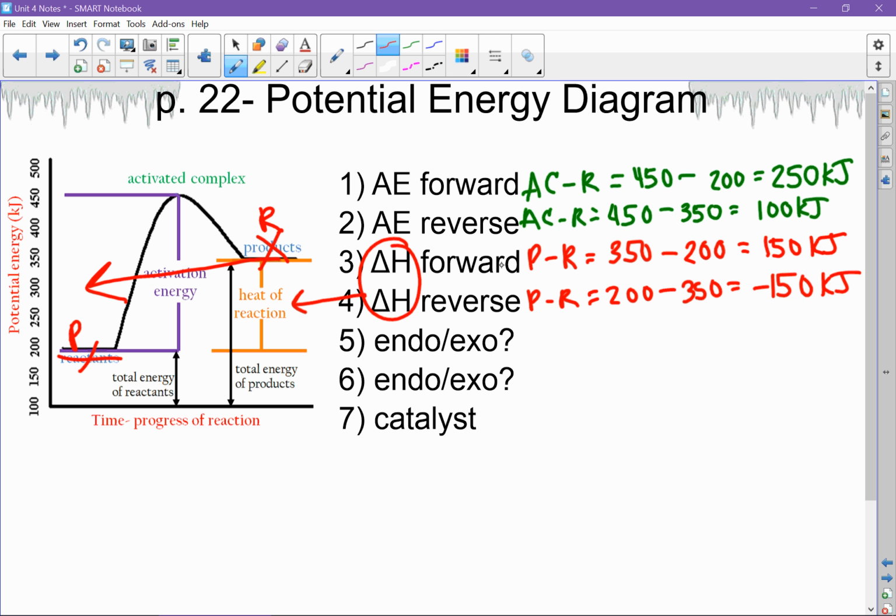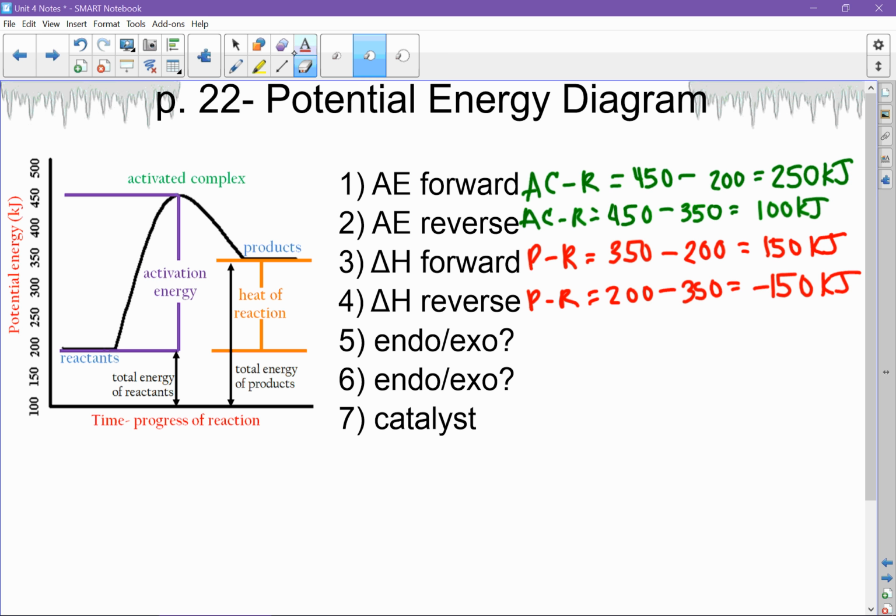So notice that the delta H's, the heat of reaction, are the same value, but one is positive and one is negative. That's why the order matters, that you subtract these really carefully. Okay, this is going to help us figure out what's endo and what's exo. So you should know, hopefully you remember, endo is when the graph goes up because you add energy, and exo is when the graph goes down. Another way that you can figure that out is endo will always have a positive delta H, and exo will always go negative.